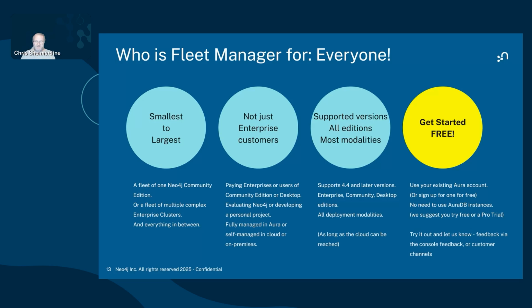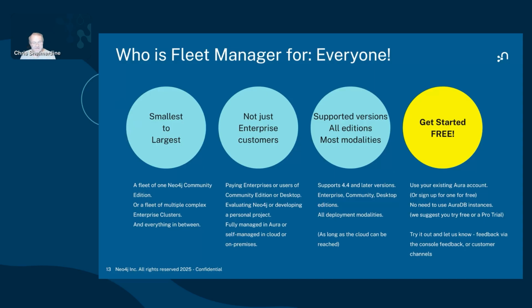And as I mentioned, the final piece here, it is free. Use an existing Aura account if you have one. If you don't have one, it's free to sign up. Go to neo4j.com, follow the sign up for Aura, and follow the flow that takes you here. I'm here for ops management. You don't need to set up or pay for or do anything about AuraDB instances, although we would suggest you try out AuraDB Free or maybe a Pro trial if you want to, but you don't have to.